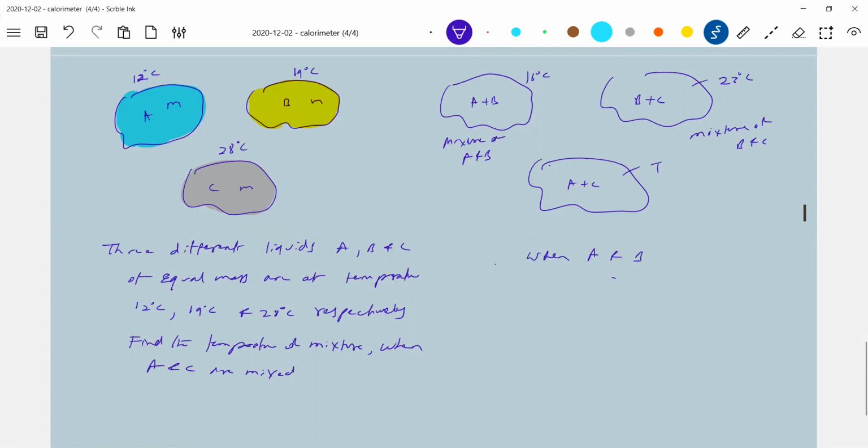I'll start with when A and B are mixed. Now heat gained by A is equal to heat lost by B. What is the heat gained by A? Mass into specific heat, 16 minus 12. Heat lost by B, mass into specific heat. Heat loss means initial minus final. So this will be 4 SA is equal to 3 SB.